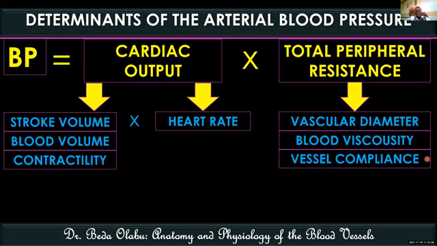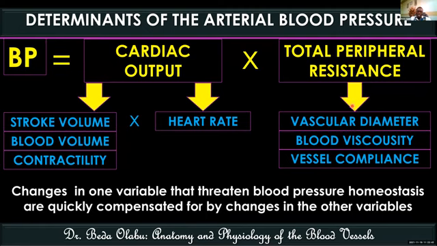Now, if the vessel is not compliant in that nature, then it will be offering a lot of resistance to flow. And this is what happens with age. With age, our vessels lack their compliance. And that is why the resistance increases with age. And that is why pressure is a disease of the older people predominantly. Hypertension, I mean.